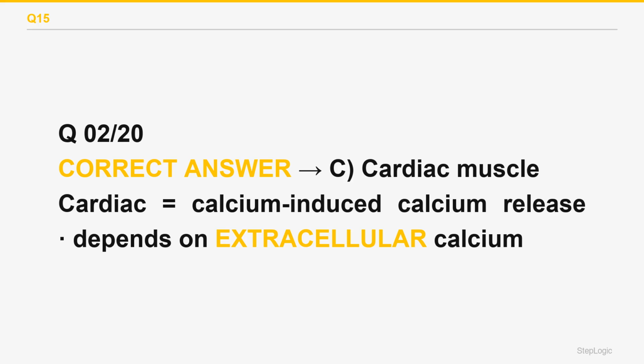Contrast the muscle types. Skeletal muscle does not require extracellular calcium. Its action potential directly couples the voltage sensor, the DHP receptor, mechanically to the ryanodine receptor, releasing SR calcium without needing calcium to enter the cell. Cardiac muscle requires the extracellular calcium trigger for CICR. Smooth muscle uses calcium binding to calmodulin and myosin light chain kinase. The extracellular calcium-dependent CICR via ryanodine receptors is cardiac muscle.